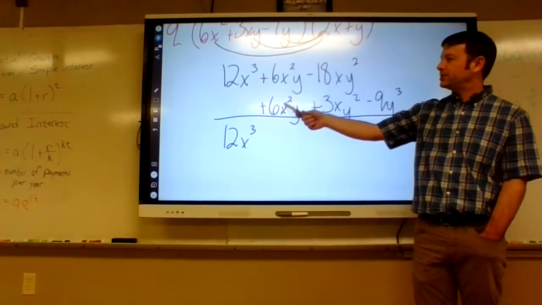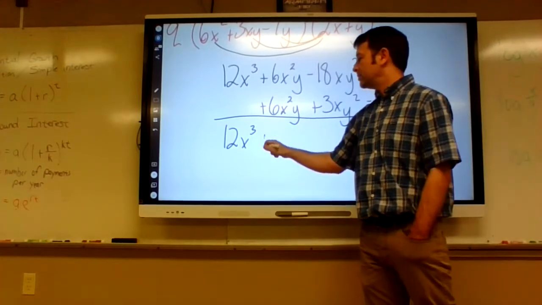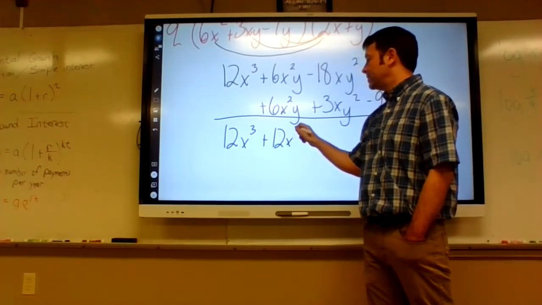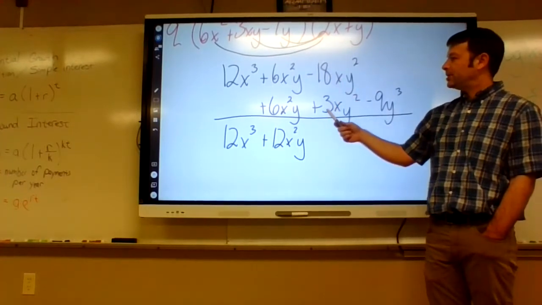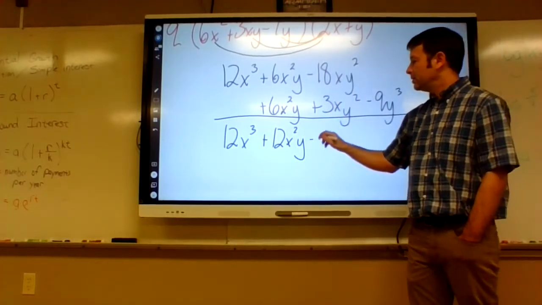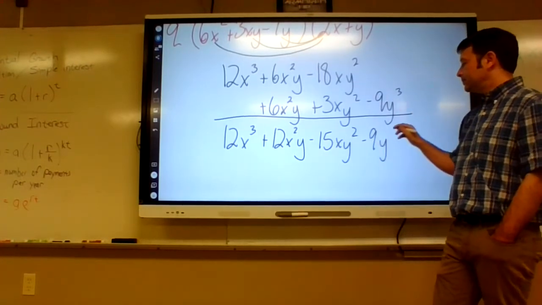What's this going to be? 6x squared y plus 6x squared y. 12x squared y. Exponents are not changing when you add and subtract. Then negative 18 plus 3, and then bring that guy down.